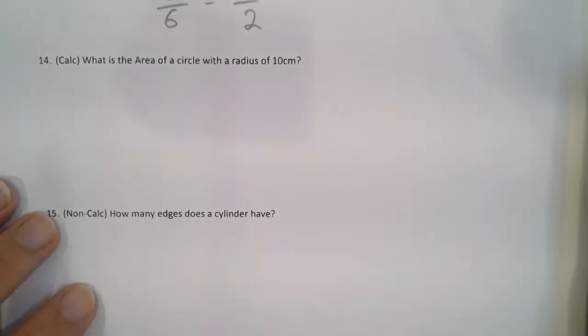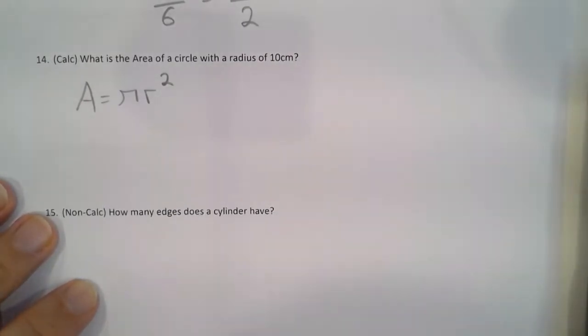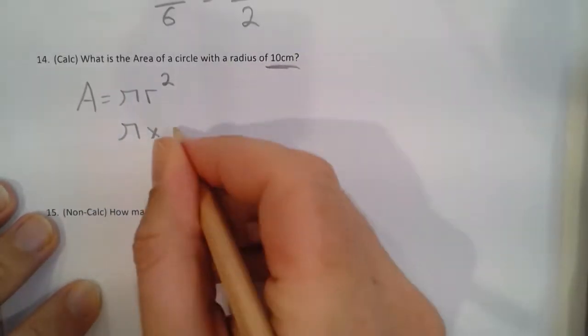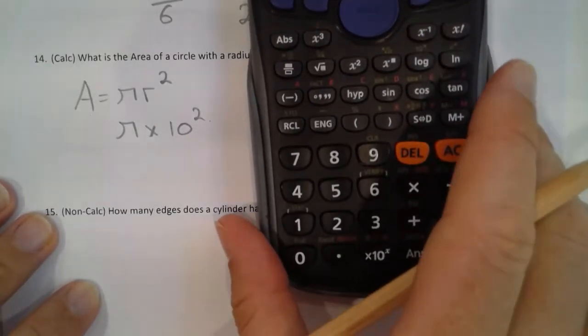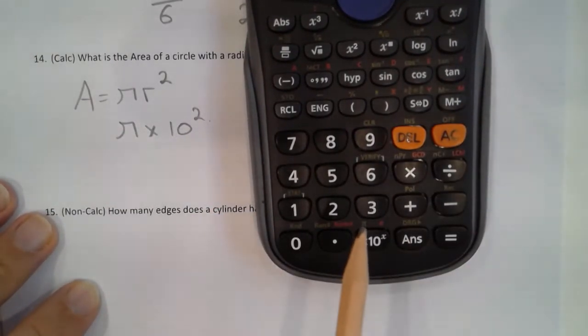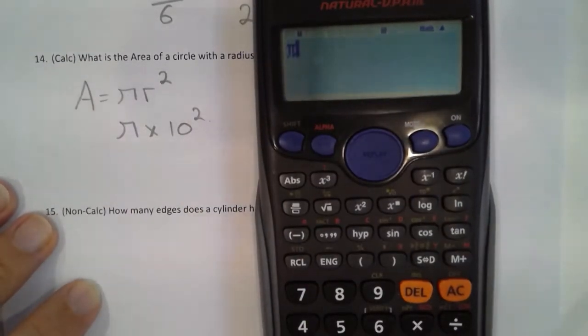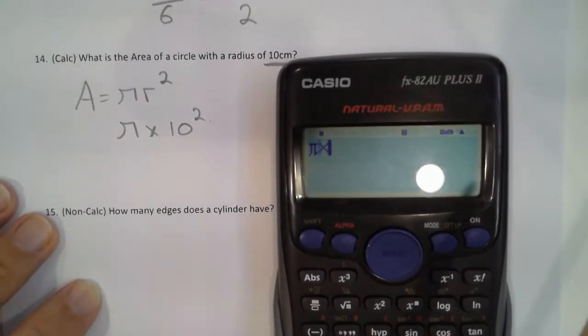Number 14, calculator. What's the area of a circle with a radius of 10 centimeters? So, pi r squared sounds like area to me. So that is the area of a circle. It's pi times the radius squared. Typing that into my calculator, your pi button is hiding down here in yellow. So we use the shift button. Shift that button, pi. You'll see it on your screen, pi. And we times that by 10 squared.